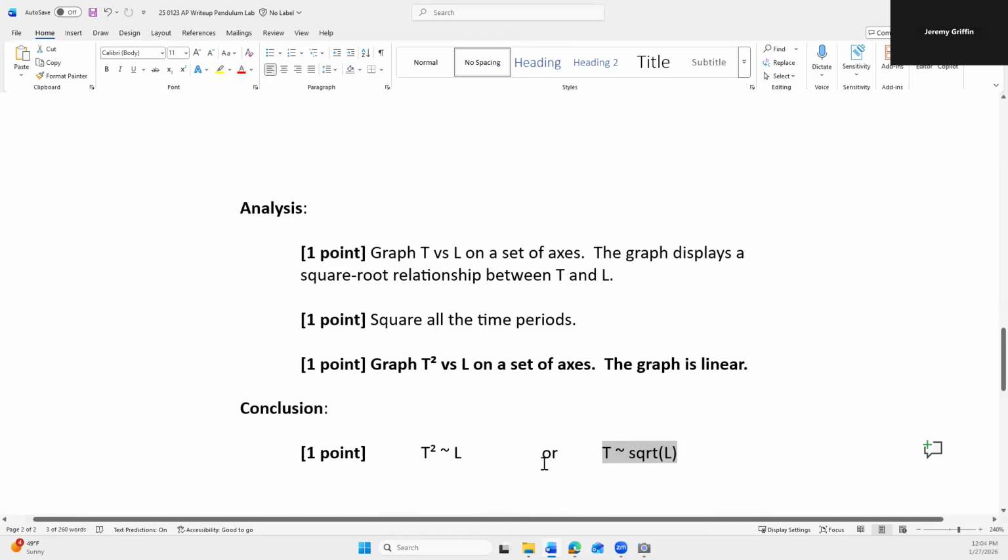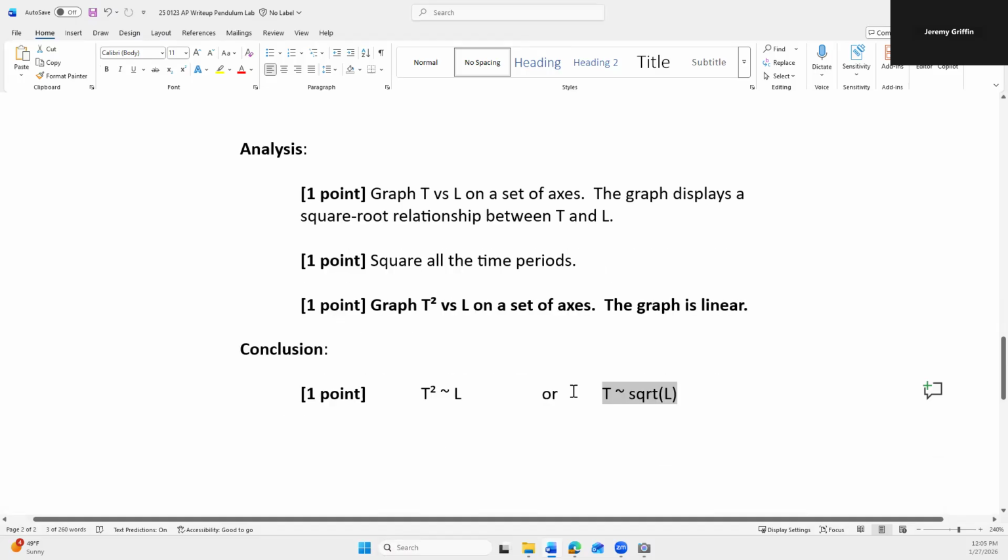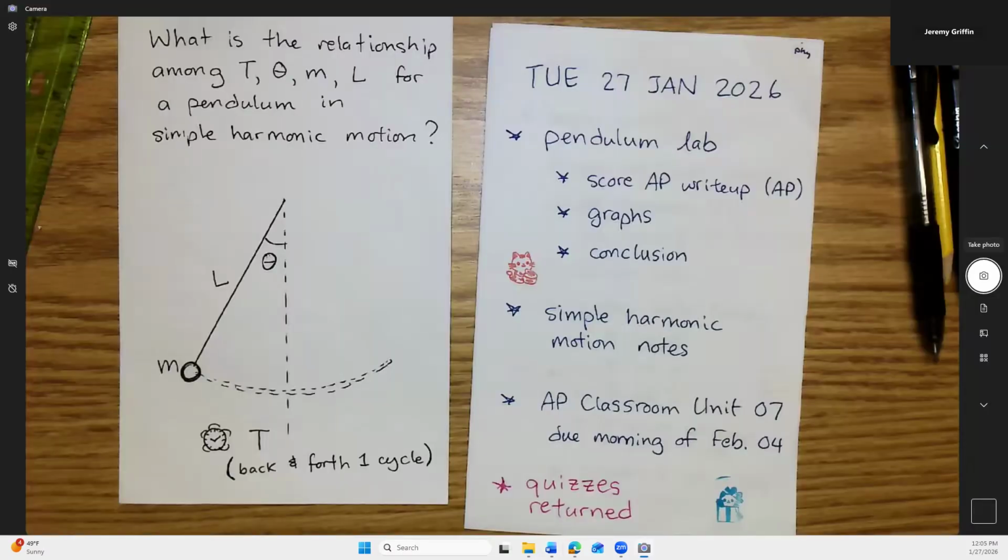Guys, the only scoring rubric I'm actually showing you is just for T versus L. But if you have one of these other ones, you can do a modification. Is it fine if we did T versus L? Yeah, you can pick any one of those three. So you guys good on that? All right. Switch back over here.